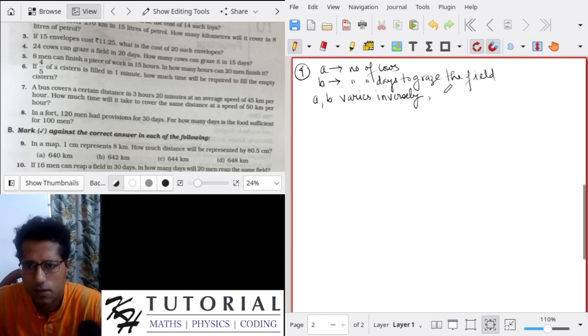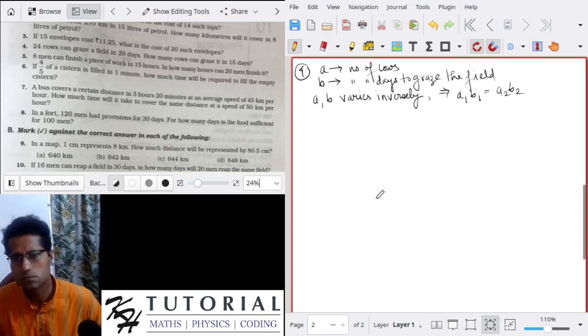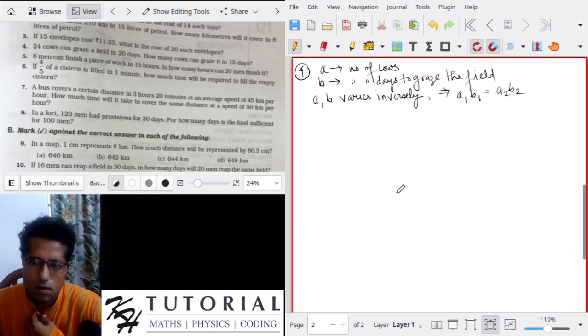So this implies that their product will be the same, that is A1 B1 will be equal to A2 B2, where A1 B1 is some value of the quantities A and B, and A2 and B2 are some other values of the quantities A and B. Always remember that B1 is the corresponding value of quantity B when A1 is the value of quantity A, and B2 is the corresponding value of quantity B when A2 is the value of quantity A.